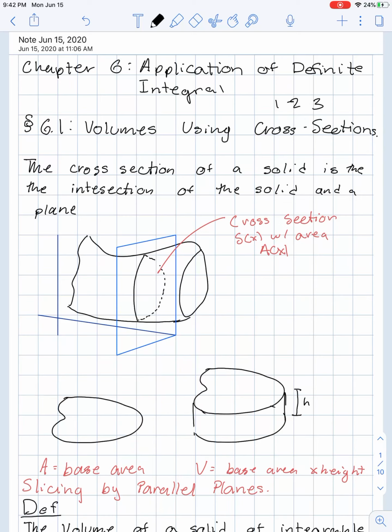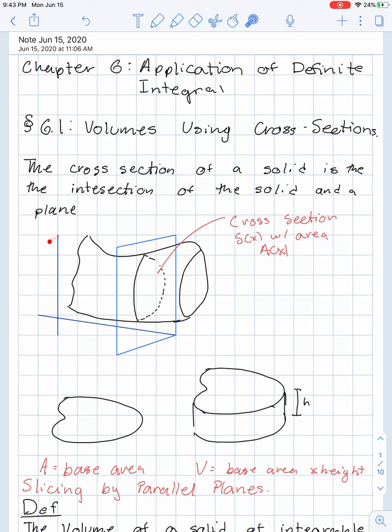So section 6.1 is on volumes using cross sections. This lecture is kind of a bigger deal than the next one. This is to get your base on how to find volume using integrals. It's going to use a lot of the stuff that we used last section, section 5.6, finding the area between curves.